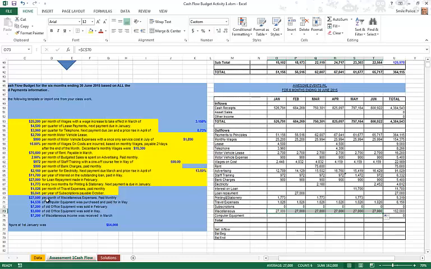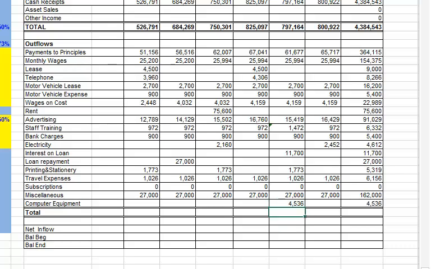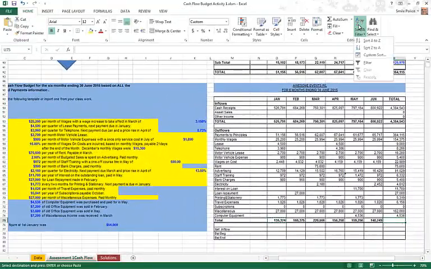Okay, and one of the last ones in this area is computer equipment. It's purchased. So we purchased computer equipment in May. Press enter. Now I'm just going to do my totals. See how it stops there? If it does it with your auto sum, the idea is to then highlight it to where you need it. Press enter.